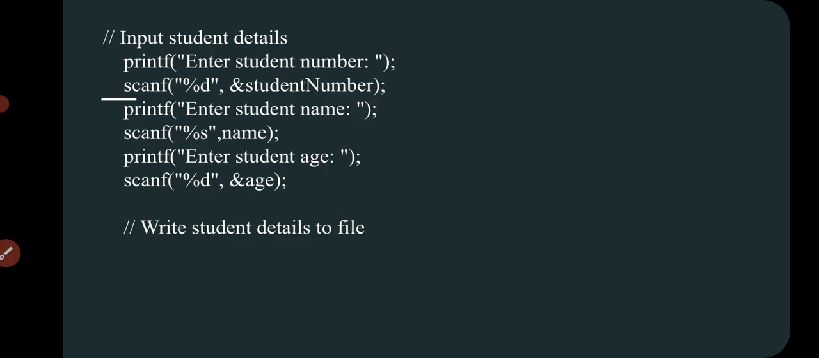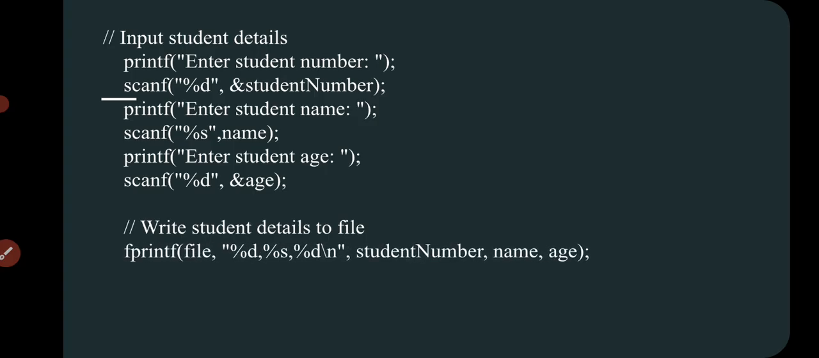Now this we are going to write into the file. For that we use the statement fprintf. Normally we use printf to put output on the screen; fprintf means put it into the file. So what to put? The file, and what has to be put? Student number, name and age, which you have read from the screen.